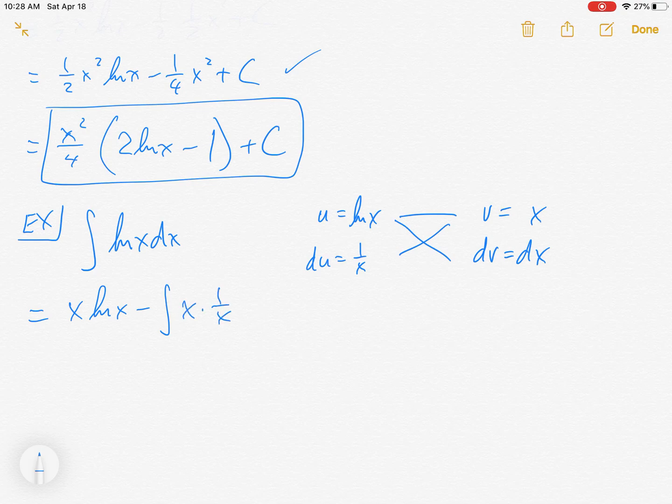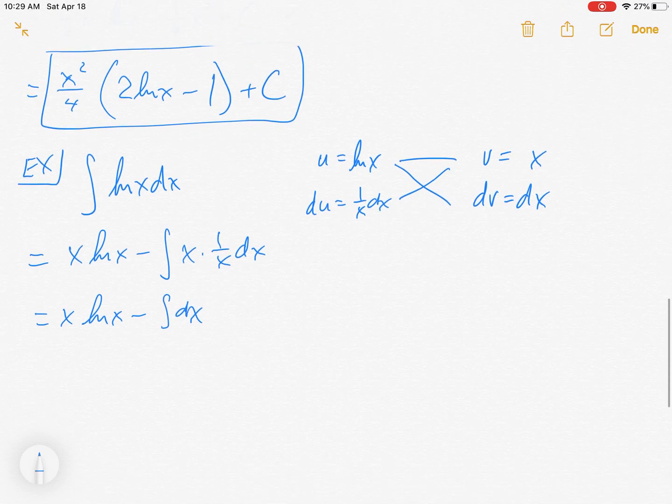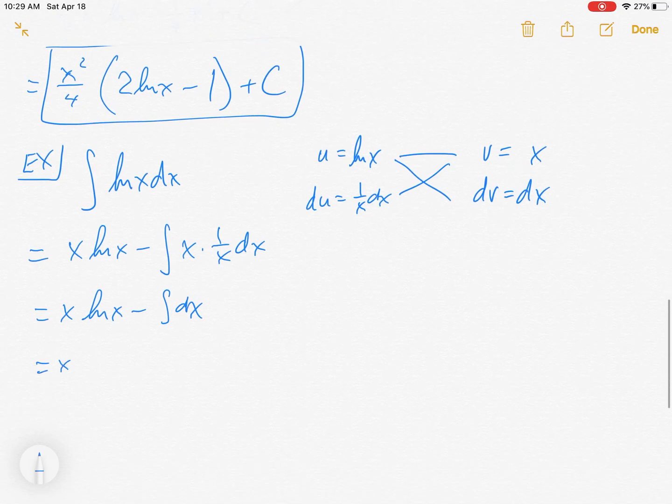So the first part was that. That's right. And now we do this, x ln x. Then we do a minus. Then we have an integral. And finally this part. Look at this. x times 1 over x dx. Ooh, there should be a dx there. And that is x ln x minus just the integral of dx. And that is x plus c.